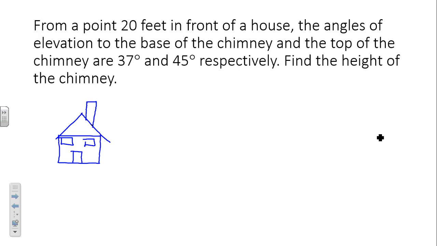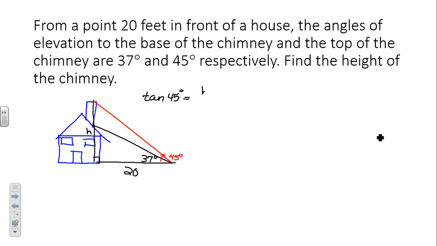So we've got an angle of elevation from the base of the chimney, 20 feet away, is 37 degrees. And an angle of elevation to the top of the chimney from that point 20 feet away is 45 degrees. How are we going to find the height of the chimney? We could use the 20 and 45 to find the height to the top of the house, right? Okay, so that would be adjacent and tangent. So we would use the tangent of 45. Hey, what is that, by the way? 1. That would be h over 20.